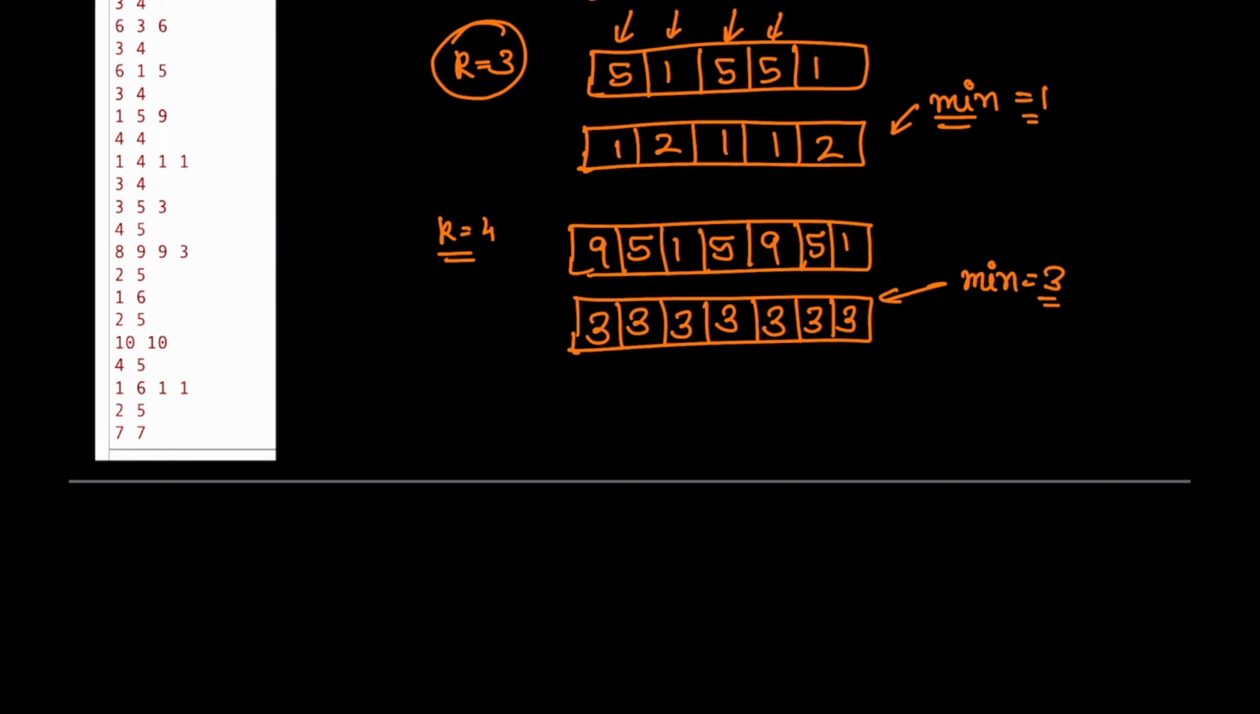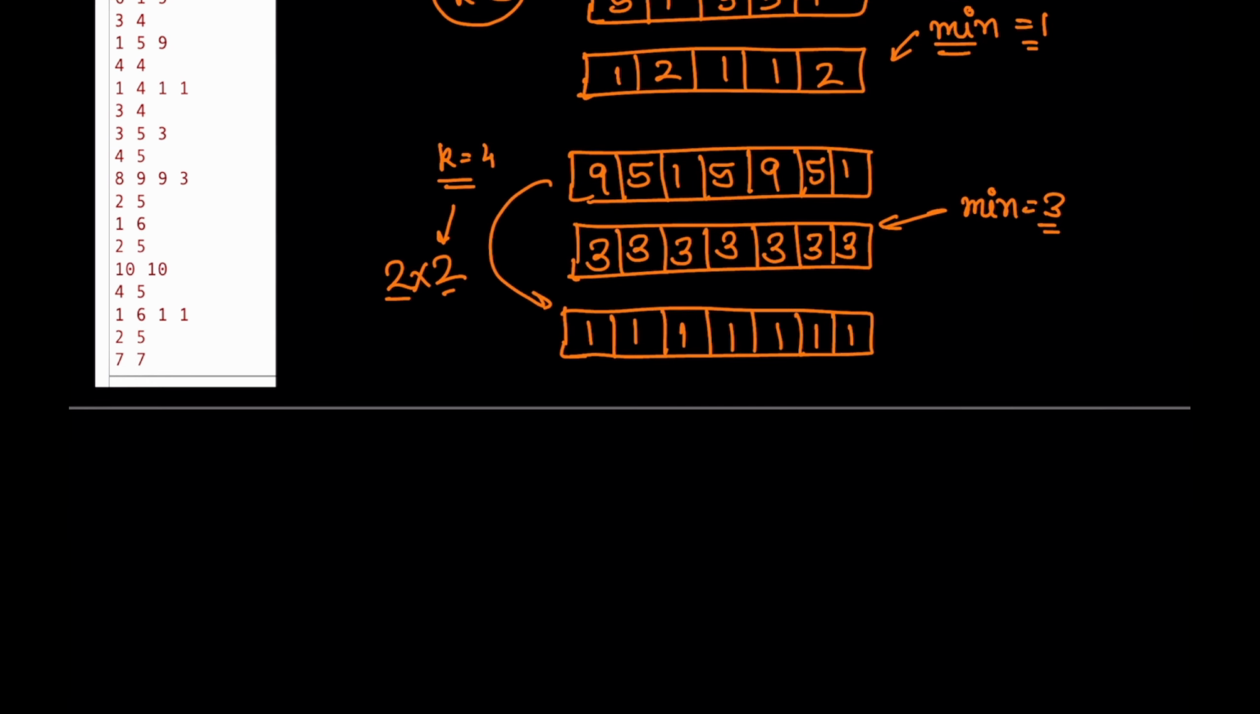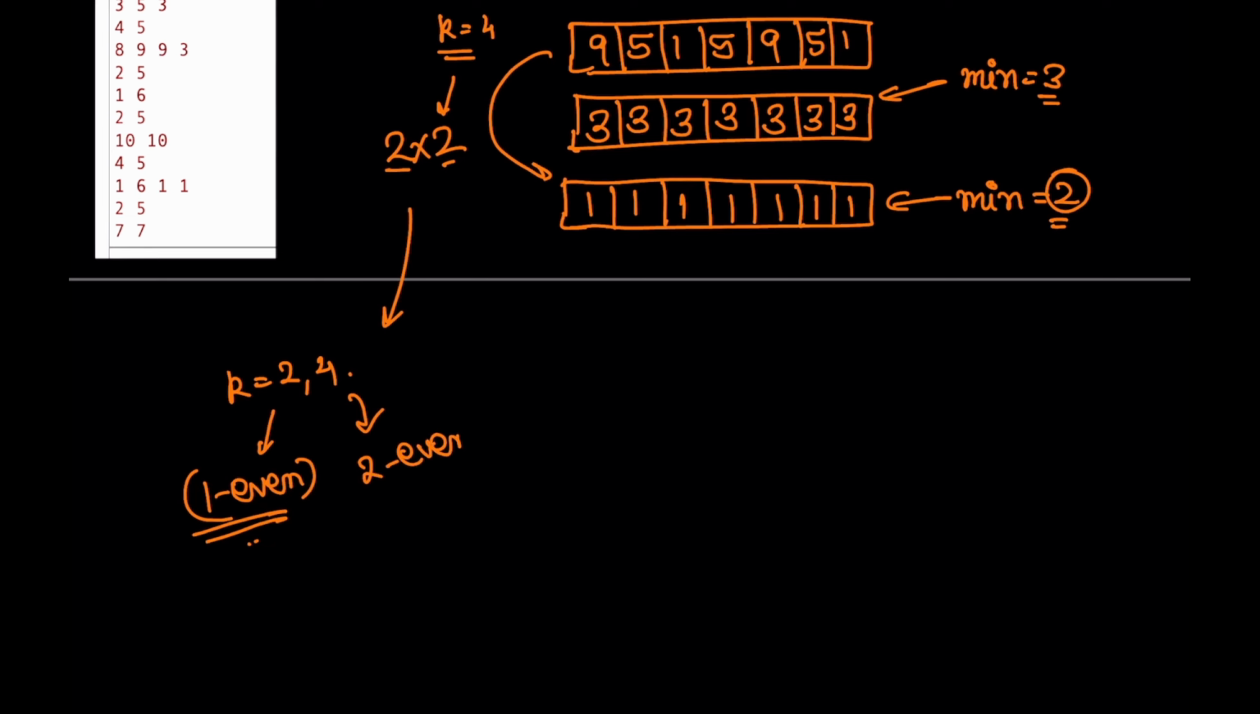However, we can get a better answer. Like 4 can be broken down into 2 times 2. So we need to make two 2s, so our minimum would be 2. Right? Simply saying, for k equal to 2 and 4: for 2 the answer will be 1 minus the number of even numbers. For 4 it will be 2 minus the number of even numbers that we have. If we have 1 even number, we can just increment 1 number and make it 2 even numbers. That will do our operations.